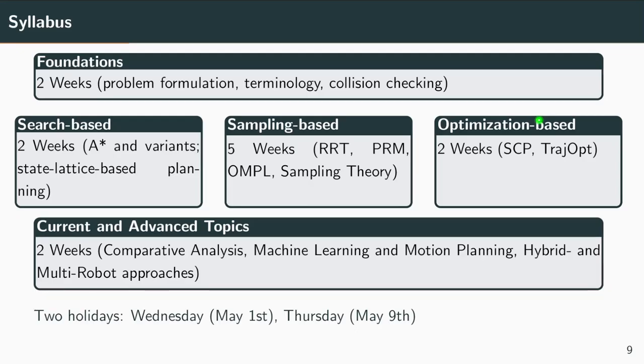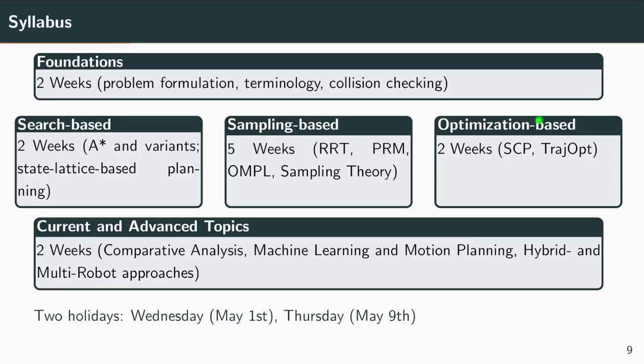And so the first thing we look at is search-based methods, which is basically A star and variants, but we do get a bit more advanced than what you might have seen from, let's say, an undergraduate data structures or algorithms class. This is specific to motion planning.